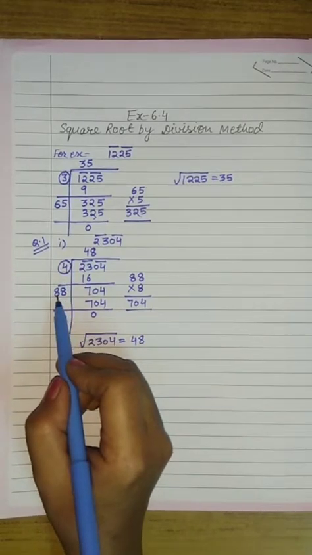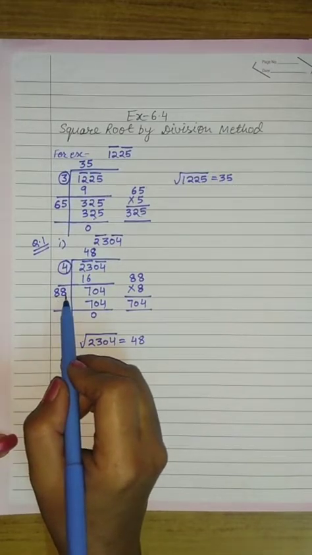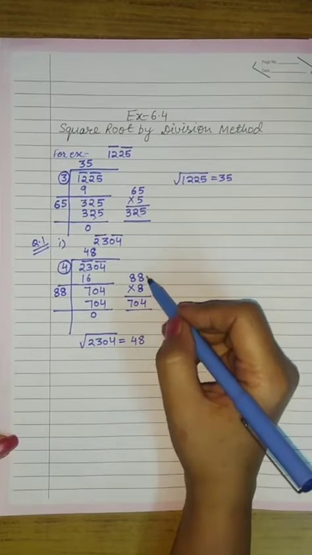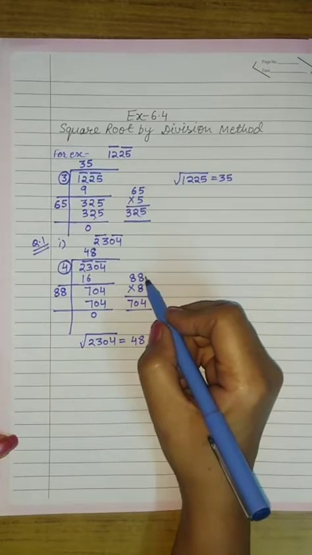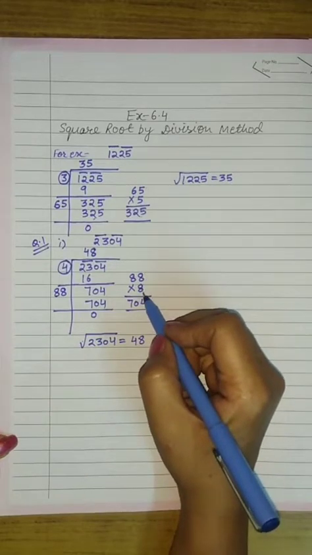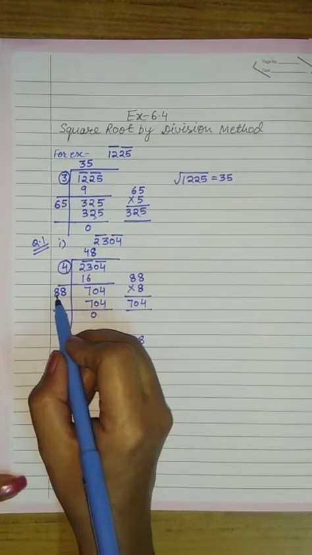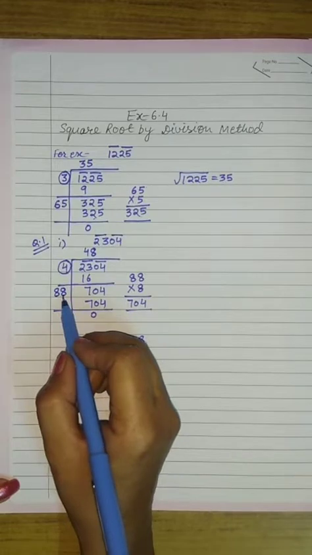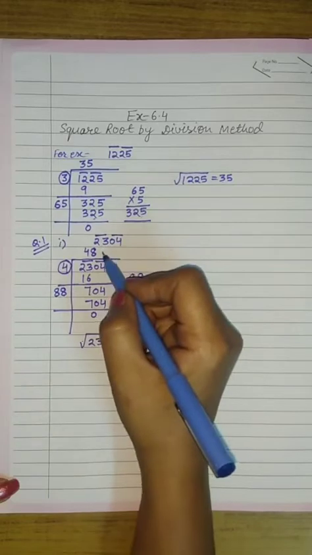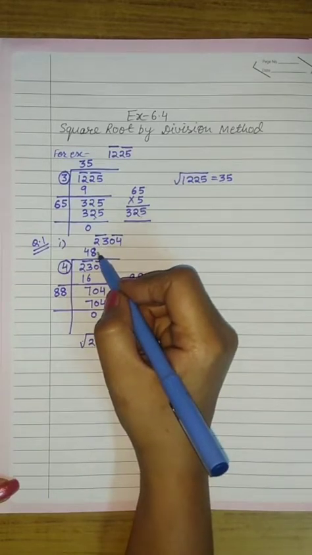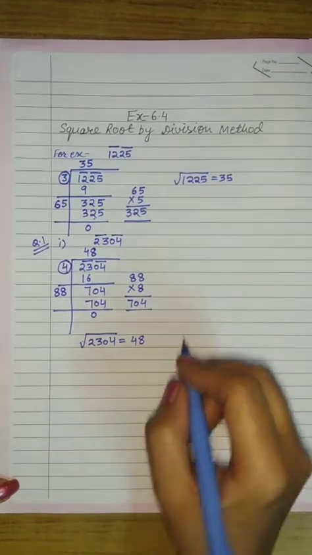We will write 8 to the left of the next divisor. So on the right of next divisor, we have to again choose a number which on multiplying itself gives a number equal to dividend. And such number is 8. So 88 into 8 will become 704. And we will write 8 to the right of previous divisor which we have doubled. And again 8 will be written with the quotient also. So our square root of 2304 will be 48.